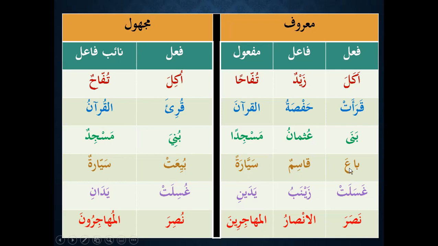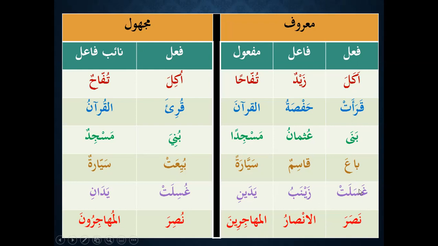Ba'a Qasimun sayyara. Qasim sold a car. Buyi'a, same scale, but that ta has to be there for feminine to show that this is feminine. So buyi'a becomes buyi'at. That's dhahaba becomes dhahabat. Ba'a becomes ba'at. Likewise, in majhul, it would take the ta to make it feminine. Buyi'at. Sayyaratan becomes sayyaratun because this is now naib fa'il. A car was sold.